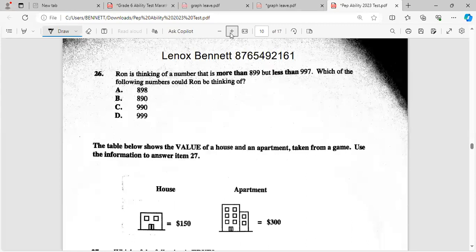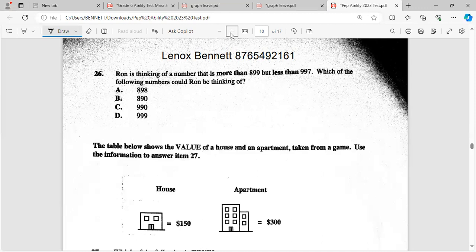Ron is thinking of a number that is more than 899 but less than 997. Which of the following numbers could Ron be thinking of? A, 898, B, 890, C, 990, D, 999. What's your answer and why? C, sir. C, because 990.